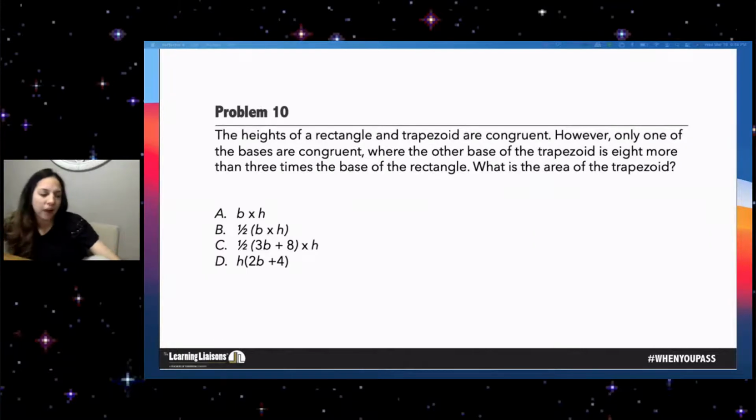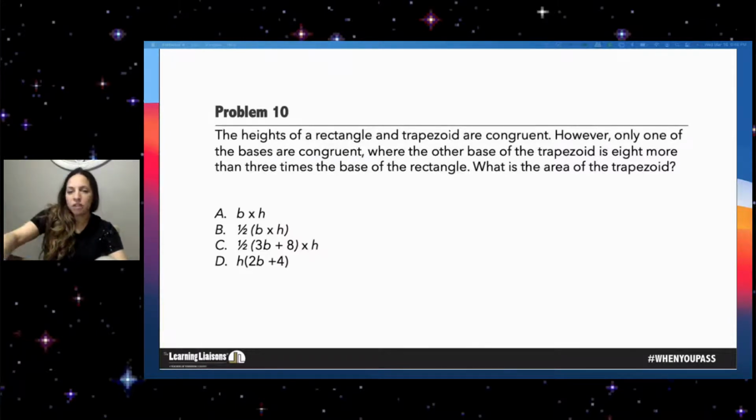All right. The heights of a rectangle and trapezoid are congruent. However, only one of the bases are congruent, where the other base of the trapezoid is 8 more than 3 times the base of the rectangle. What is the area of the trapezoid? We're merging geometry and algebra here because we've got an algebraic statement right here that we have to interpret. So let's go ahead and look at this. I've got a rectangle and a trapezoid. I'm not even going to read the problem again until I draw a rectangle and a trapezoid.